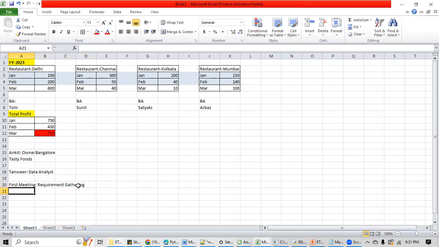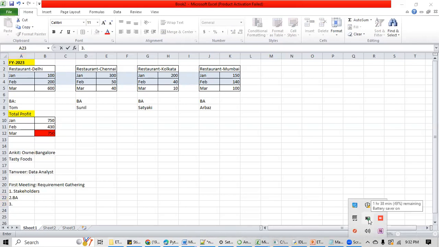In requirement gathering, first of all, your stakeholders will be there. Second, your business analyst will be there. Third will be your product owner. I'll explain all these things, and feel free to ask questions, because I know for many of you this will be Latin and Greek, since you're from a non-technical background. If anything doesn't make sense, please ask. Then the product owner is there, then the data analyst will be there.